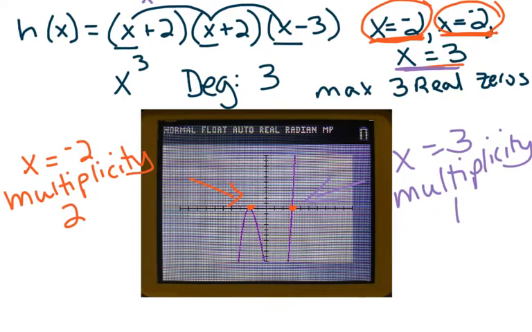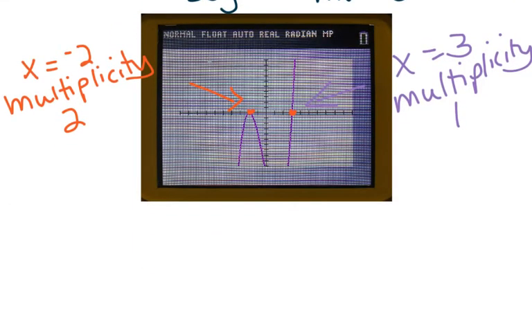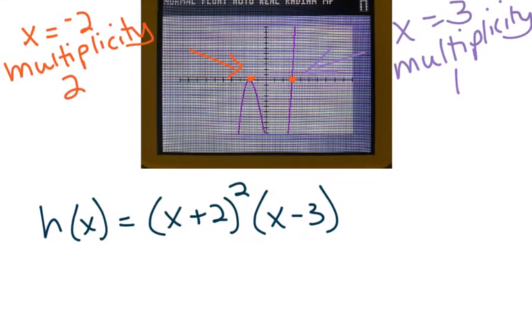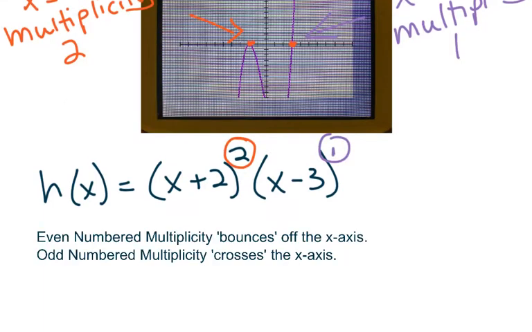Now, we could write h of x as h of x equals x plus 2 squared, because there's 2 of them, right? Times x minus 3. Now, when it's written this way, the multiplicity is the exponent of each factor. So even-numbered multiplicity bounces off of the x-axis, and odd-numbered multiplicity crosses the x-axis. So let's do an example.